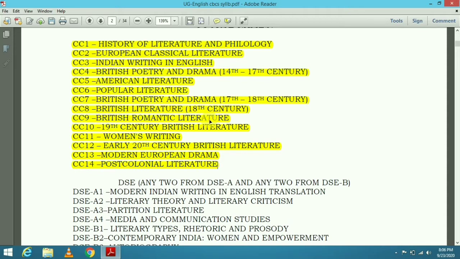And in this British romantic literature, let me tell you one thing. If you are from the West Bengal board, you must have read romantic poems like the poems of William Blake, William Wordsworth, John Keats.